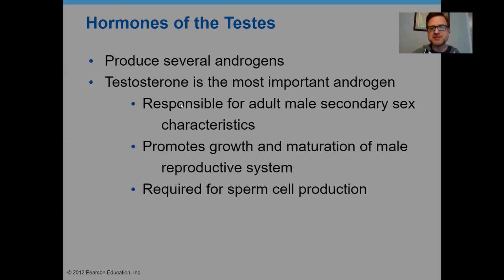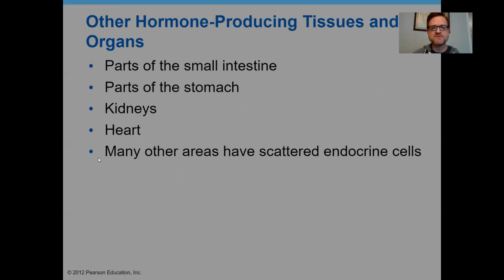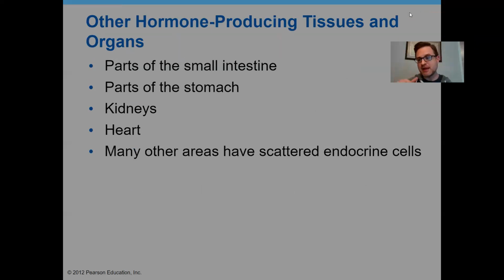So androgens like testosterone are responsible for male secondary sex traits like your voice getting deeper, body hair, muscle development, sperm production. Again, testosterone is produced by the testicles. That's all we're going to say about that for right now. We'll come back to that later. So just a brief word. Those are the main endocrine organs.